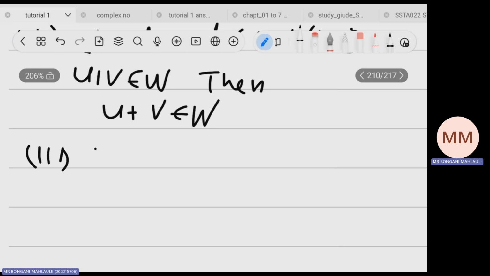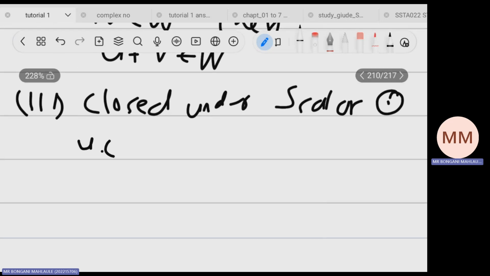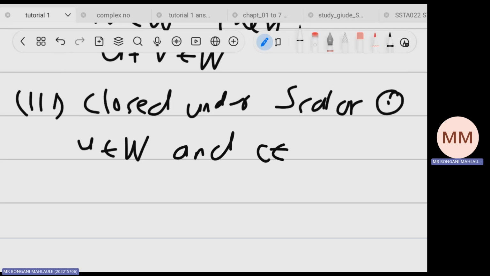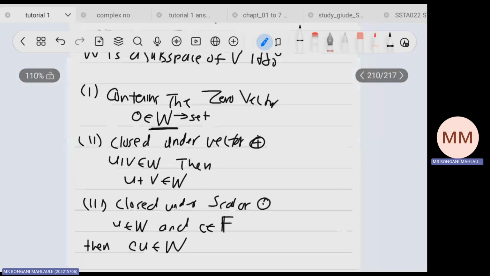Number 3, it must be closed under scalar multiplication. If u is an element of W, and if c is an element of your field, then cu is an element of W. So if these three conditions hold, then we can say that it's a subspace.